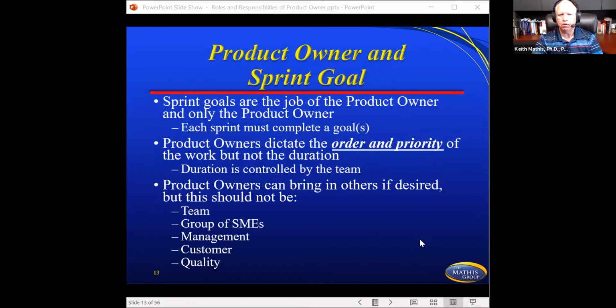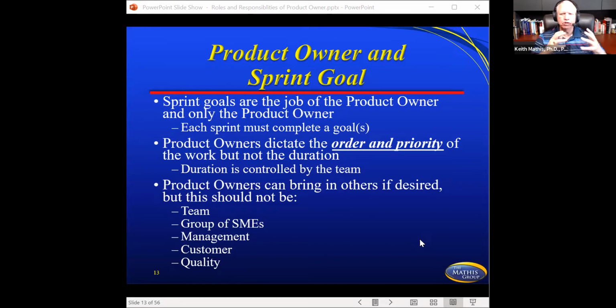Just like on the waterfall side, you'll see that. So the product owner and sprint goals. Every sprint would have a goal, and the sprint goals are the job of the product owner and only the product owner. Now, occasionally you'll run into a situation where people will have a team as the product owner. That usually doesn't work the best. You've probably noticed, because your team will get different ideas on what the goal is.